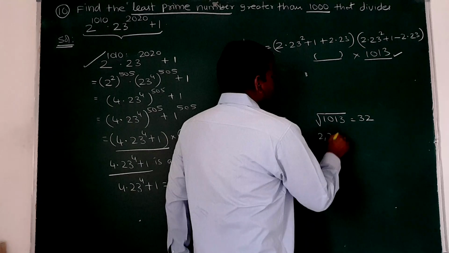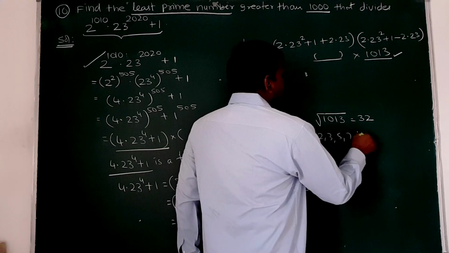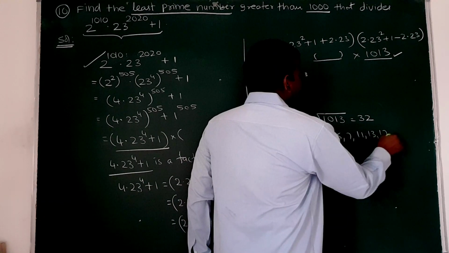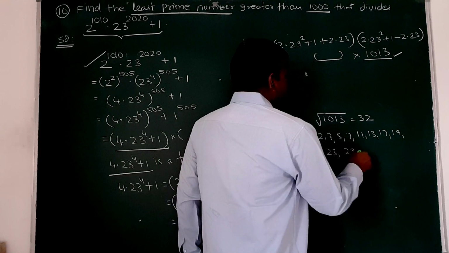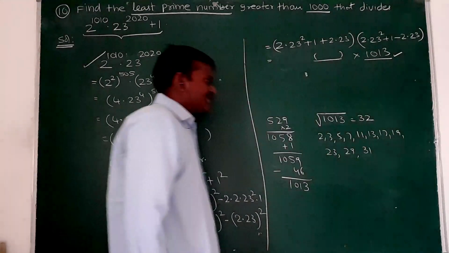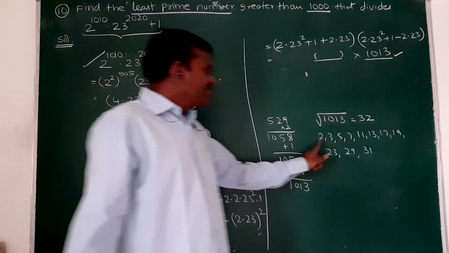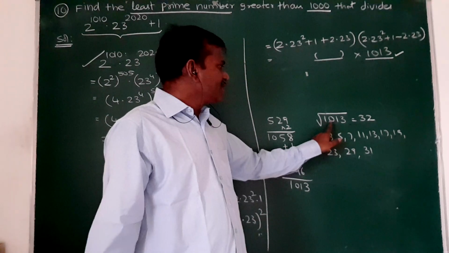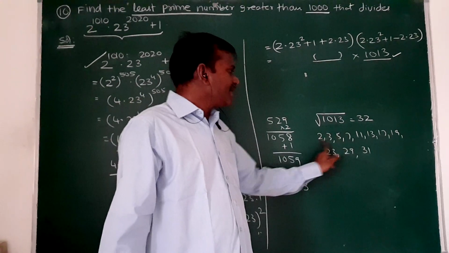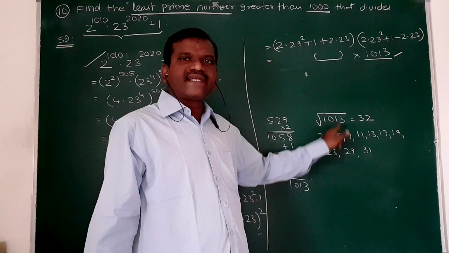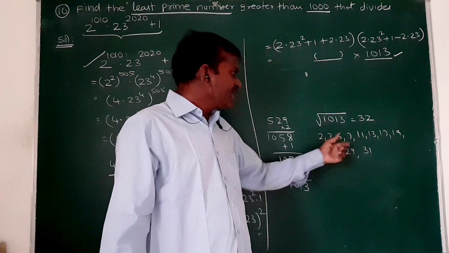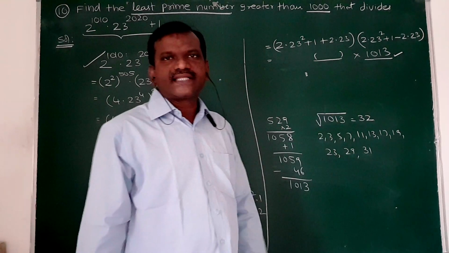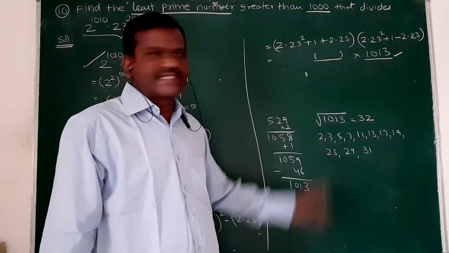2, 3, 5, 7, 11, 13, 17, 19, 23, 29, 31. These are the prime numbers. I will check the divisibility of 1013 by these numbers. If any one divides that number, it is not a prime number. If none divides, then it is a prime number. This is the primality testing.